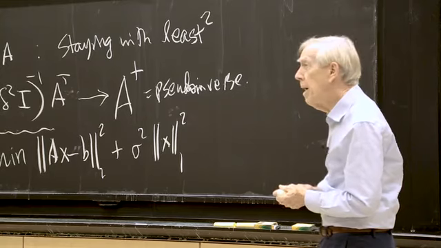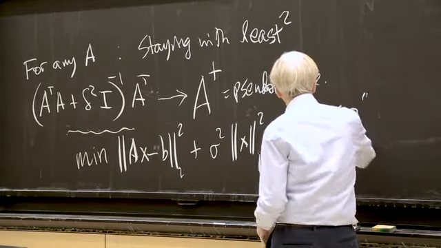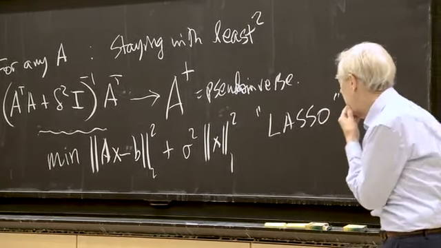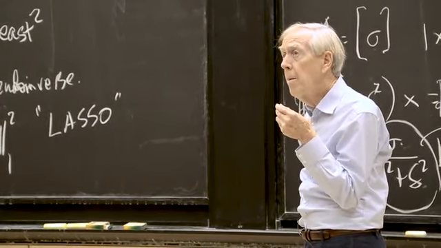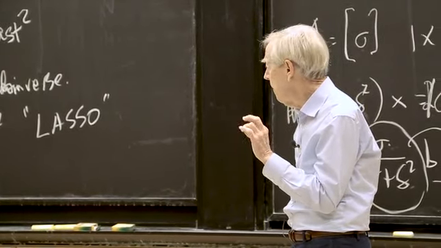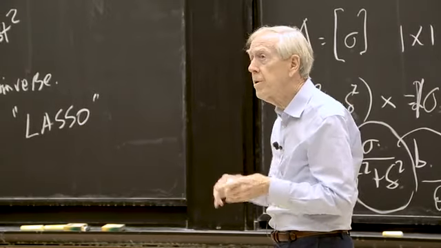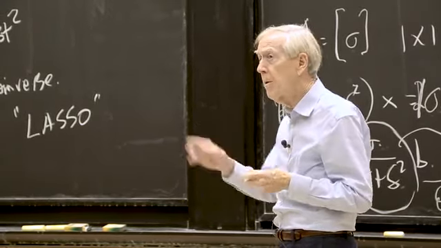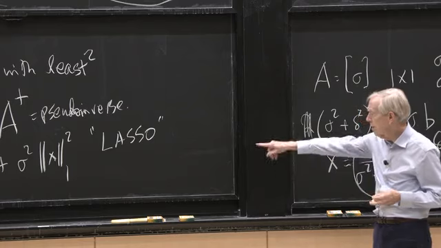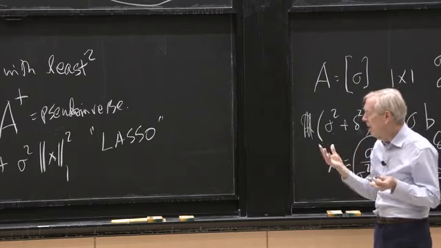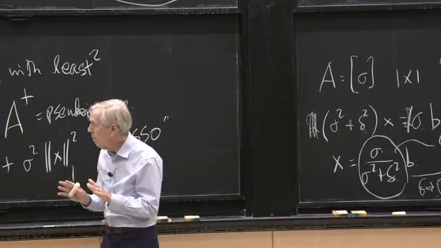So that would have a name. A statistician invented this. It's called the lasso in the L1 norm, and it's a big deal. Statisticians like the L1 norm because it gives sparse solutions. It gives more genuine solutions without a whole lot of little components in the answer.